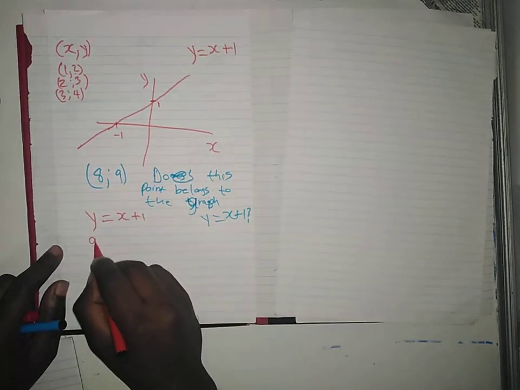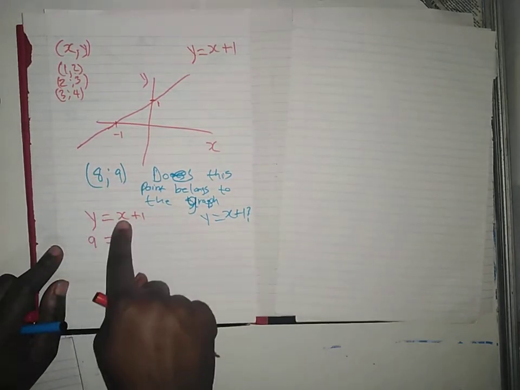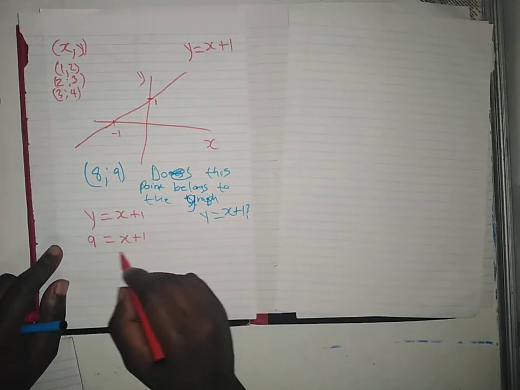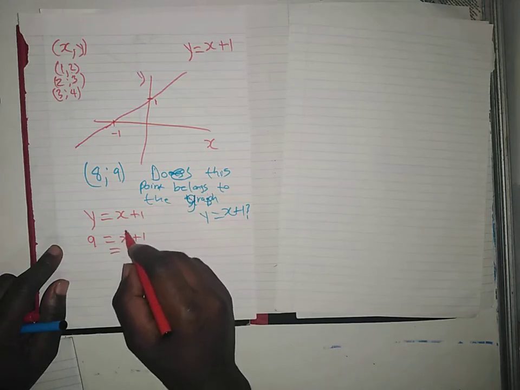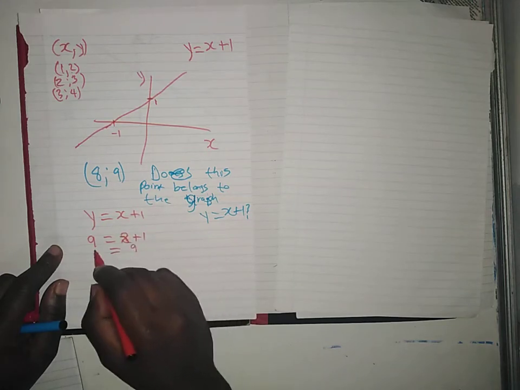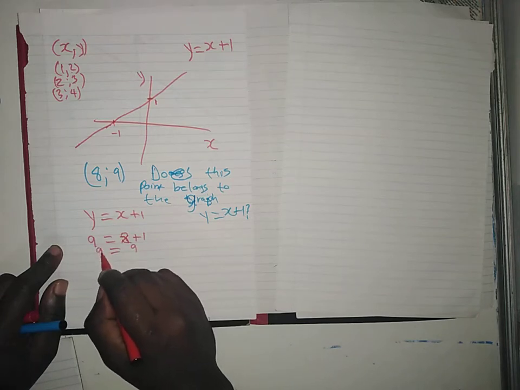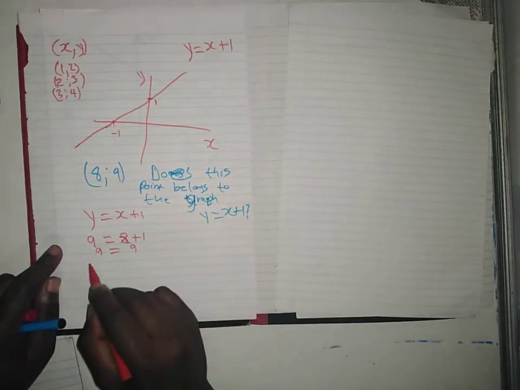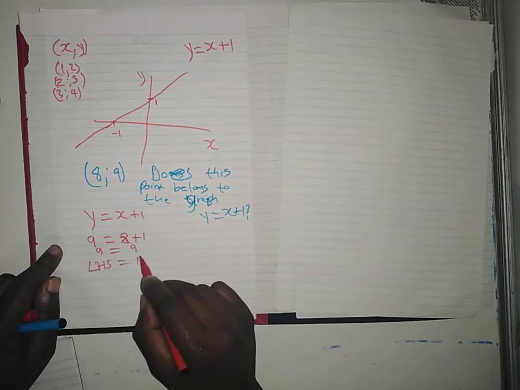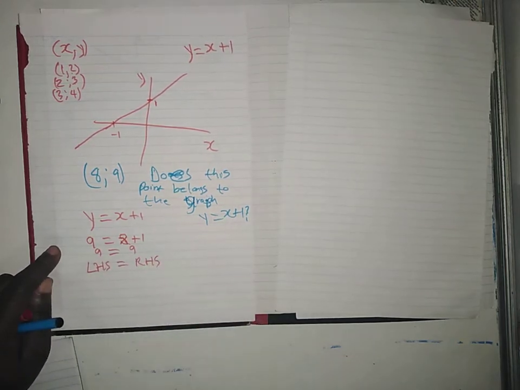I say I've got 9 equal to this x part, I put it here. I say x plus 1. And then what is x? It's 8. So it's 8 plus 1. So 8 plus 1 is what? Is 9. And then here I already had what? 9. So 9 is equal to 9. So what does that mean? Left hand side is equal to right hand side.